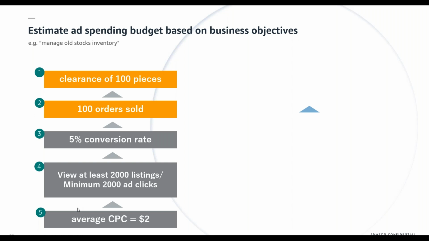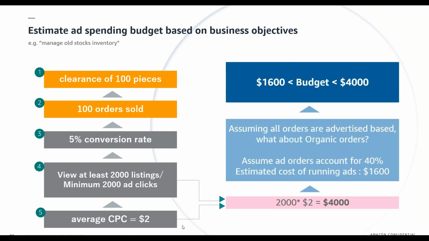I can assume it at maybe $2, but that's a little bit high, but we monitor and see our average CPC for our campaign, right? And over here, starting from the average CPC of my account, I need at least 2,000 ad clicks. So overall, I need to set a $4,000 budget.